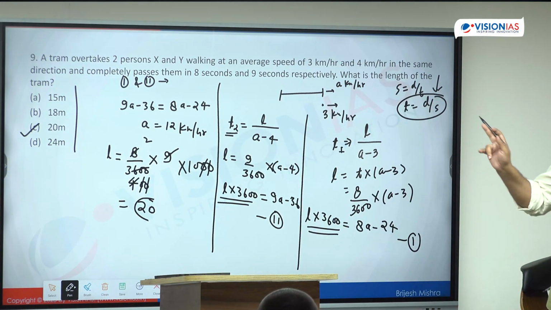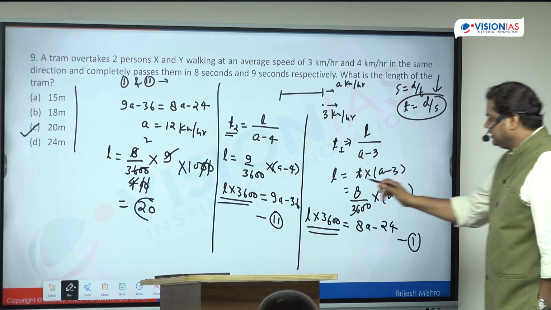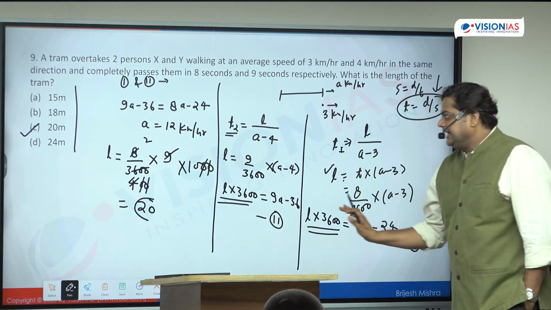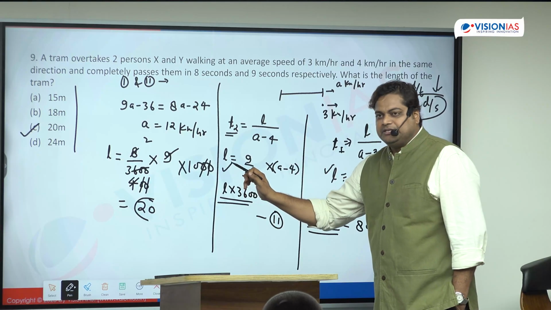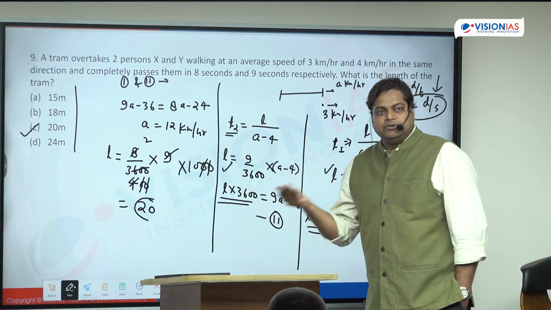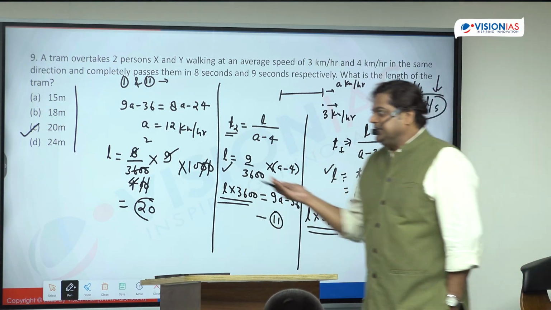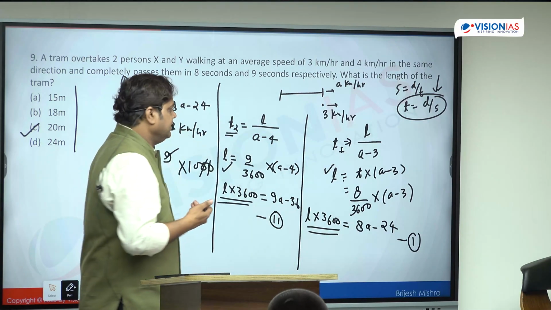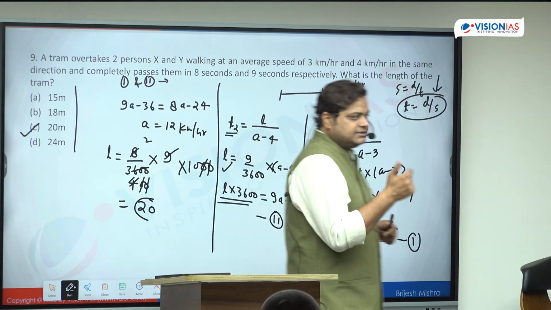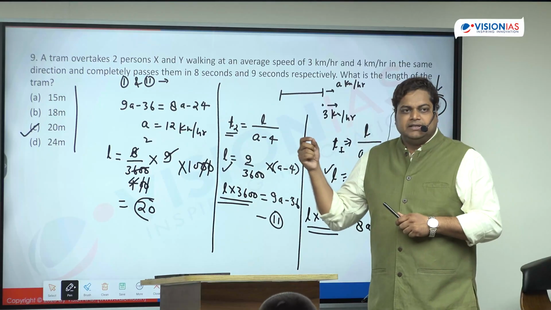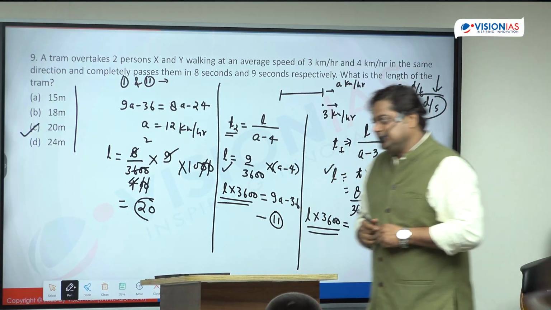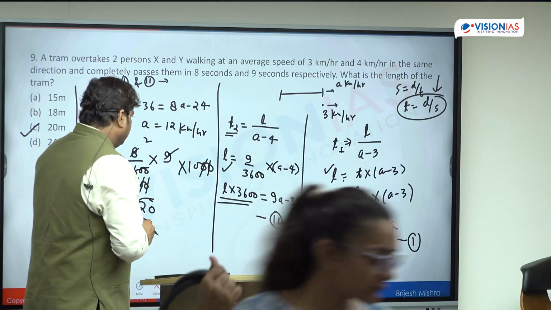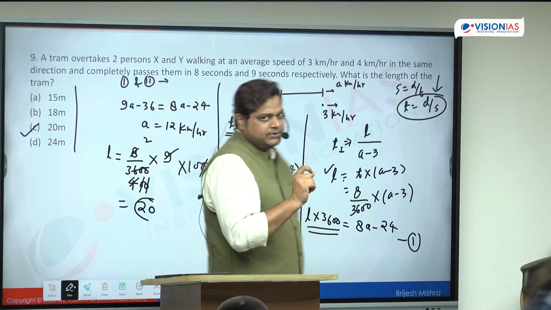So this question was also doable. We had to find the length from the first information, and the length from the second information. Both are same because the same train is there. Then we can equate, we can get what is the speed of the train. If we know the speed of the train, we can get the length it has, the distance it has covered. That is basically its length. Then the answer is what? 20 meters. So this was also a doable question.